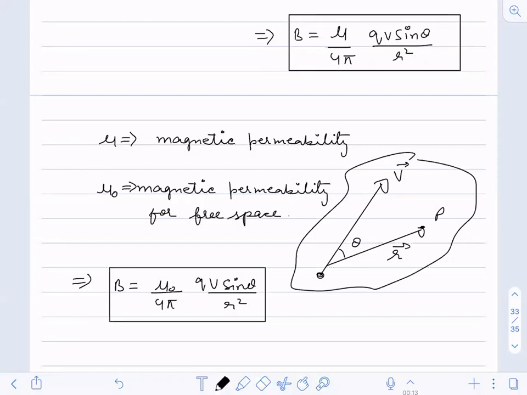Mu naught upon 4 pi is a constant here. We will study more about the mu, and we will also see how it is actually different from the epsilon and epsilon naught.